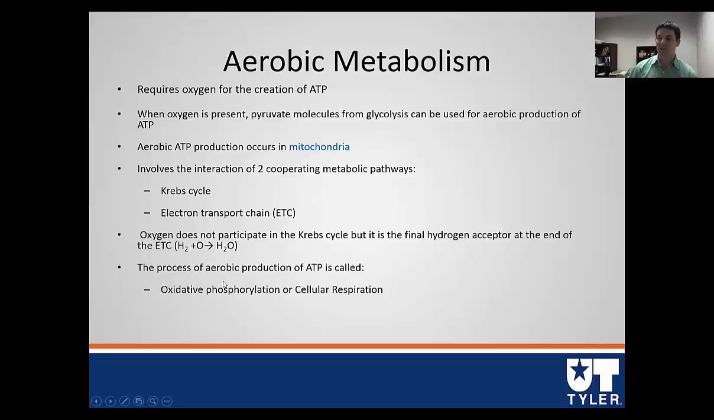The aerobic production then has a couple names. We'll call it oxidative phosphorylation. Again, that's because we require oxygen to phosphorylate ATP at the end of the electron transport chain. The other very common term you will hear is cellular respiration. Respiration leading to that idea of the breathing of oxygen in this case, or the usage of oxygen to form ATP.